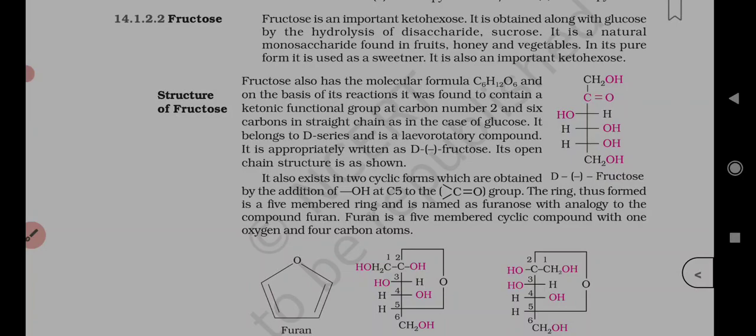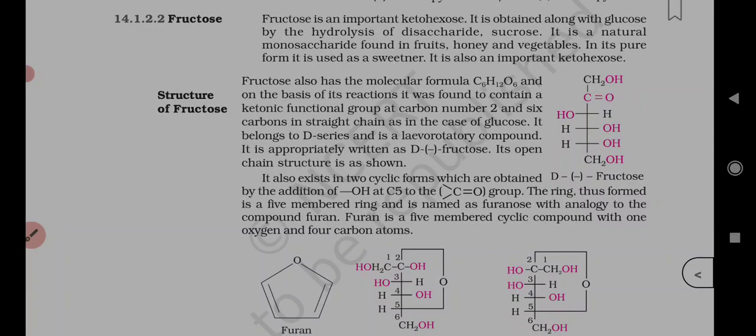It also exists in 2 cyclic forms, which are obtained from D(-) fructose by the addition of OH at C5 to the C=O group. The ring thus formed is a 5-membered ring and is named as furanose.